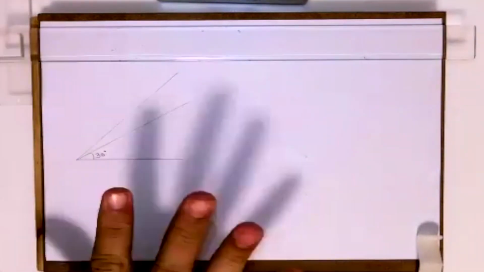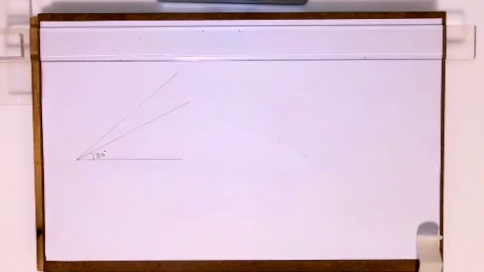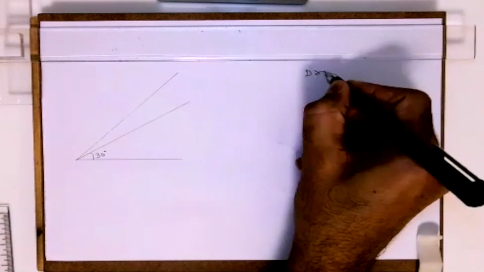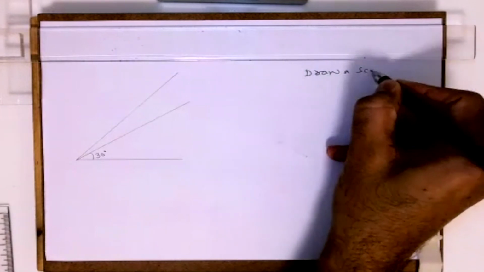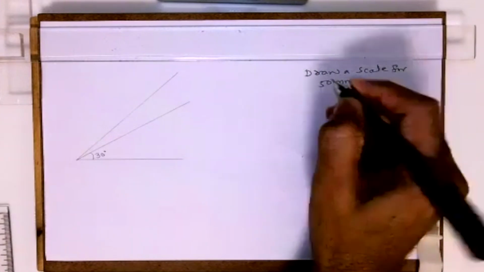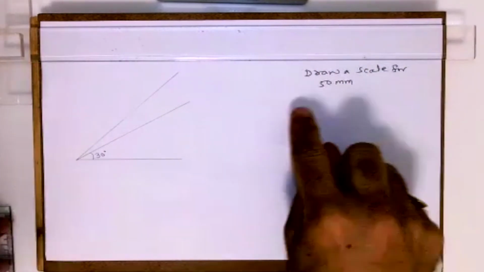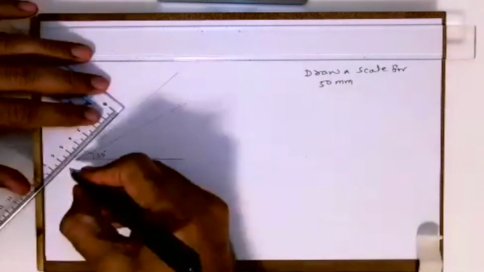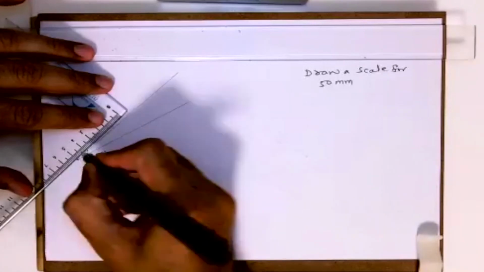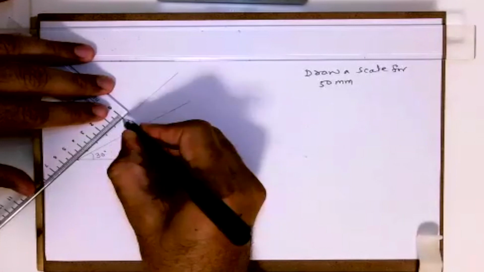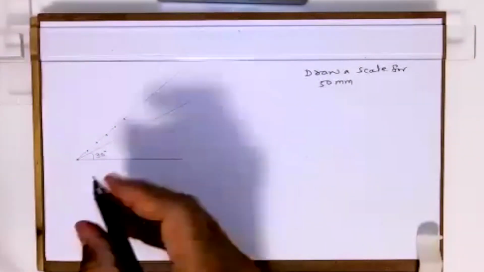Now, generally they won't say how long they want the scale, right? Very rarely they will ask. They will say draw a scale, let's say for 50 millimeter. Let's assume that they've asked us to draw scale for 50 mm. So on this line, I will mark 5 centimeter. It will always be in mm. So I will mark 10, 10, 10, 10 each.